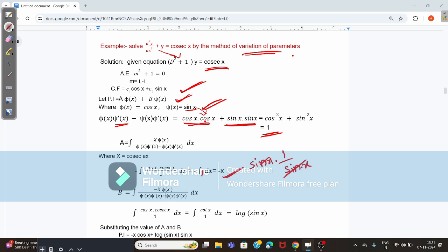For b, the value is minus x phi of x, which means cos x into cosecant x, that is cos x into 1 by sin x, gives cot x, and its integral gives log of sin x. And the denominator is 1 here, we have already found the value. Cot x by 1, so log of sin x is the value.